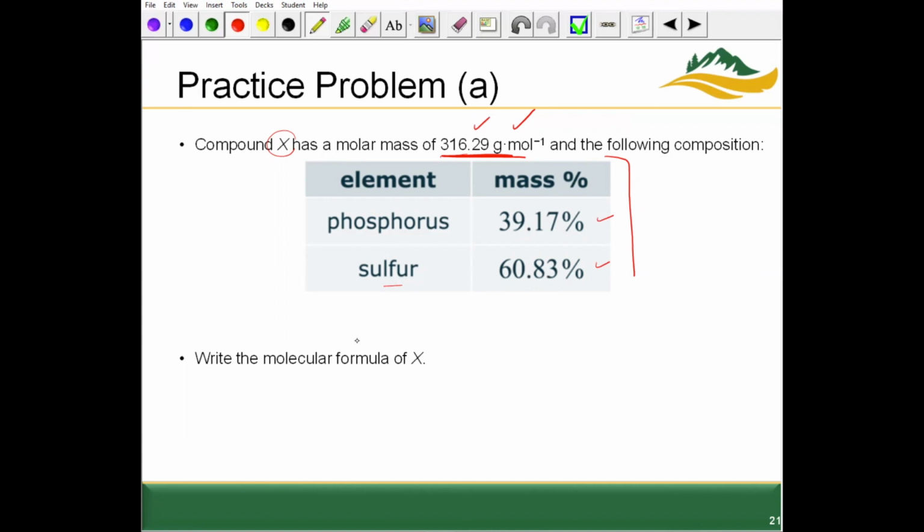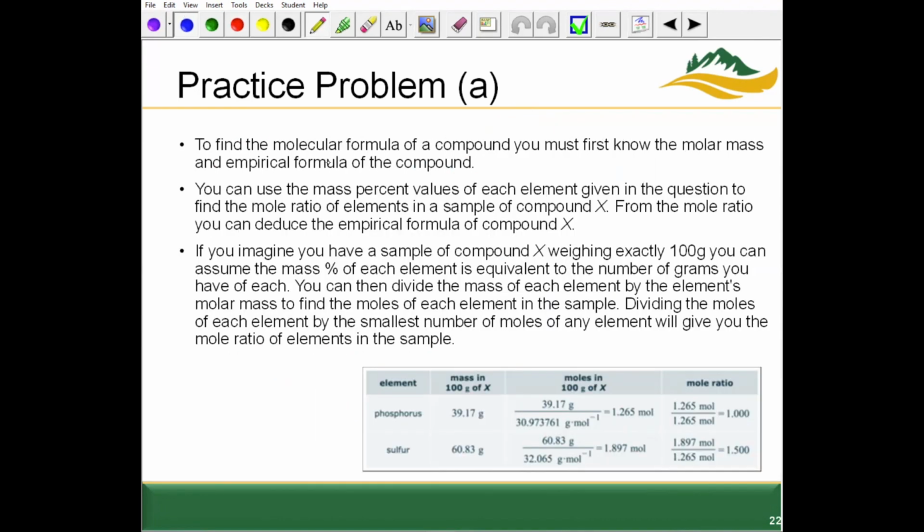Let's figure out how to approach a problem like this to write out the molecular formula for compound X. For this one, we're writing out a molecular formula and not an empirical formula, so let's see how we differentiate these processes. To find the molecular formula, we're going to need to know the molar mass and an empirical formula. Previously, we used these mass percent values in a table to find the empirical formula. Now we're going to go from an empirical formula into a molecular formula.